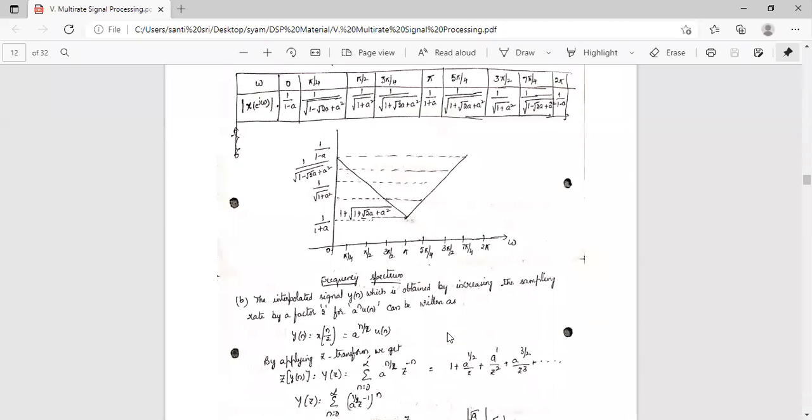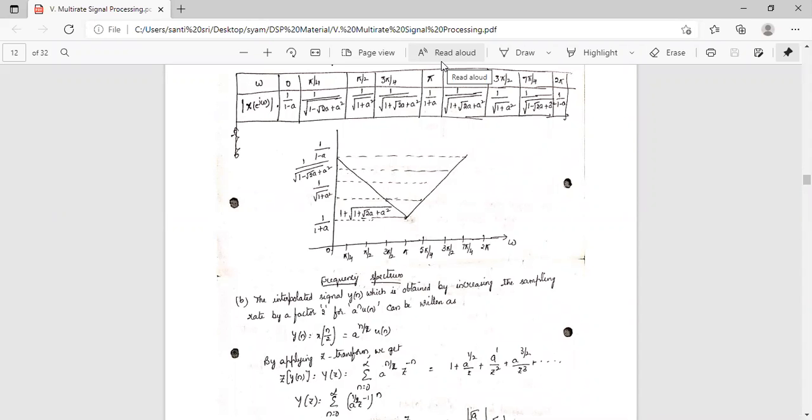Next problem: the interpolated signal y of n, which is obtained by increasing the sampling rate by a factor 2. For a power n into u of n, it can be written as follows. Interpolator means x of n by L. Here, by a factor 2, L is 2. So x of n by 2 is a power, where n is replaced by n by 2. So a power n by 2 into u of n.